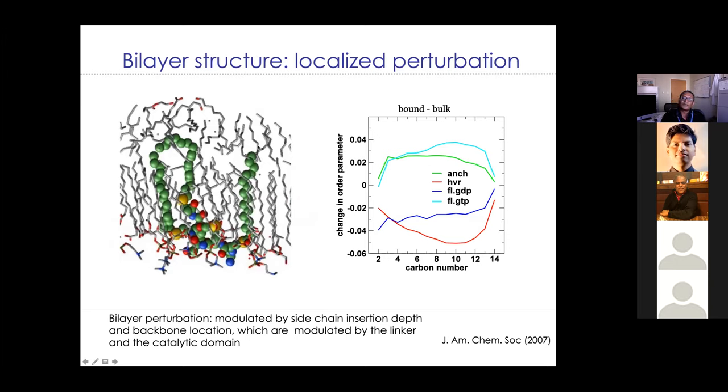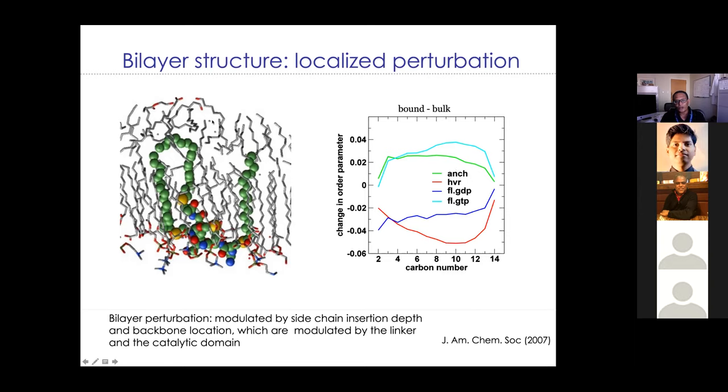So upon insertion into the bilayer, this is the HRAS lipid anchor, it induces localized changes in lipid dynamics, lipid conformation. This is just an example of how the lipid conformations from the other opposing leaflet can be affected by the insertion of the HRAS lipid anchor and how that would lead to changes in the order parameter of lipids around the peptides.